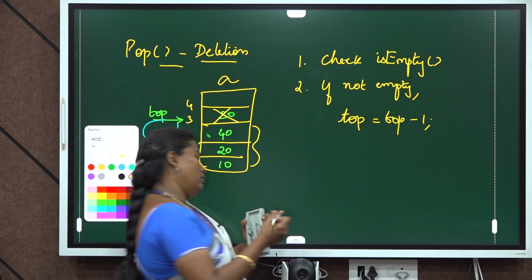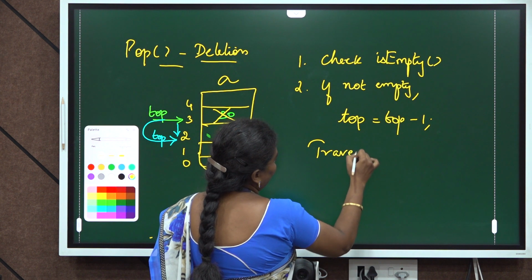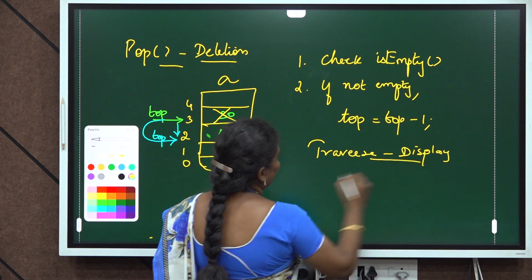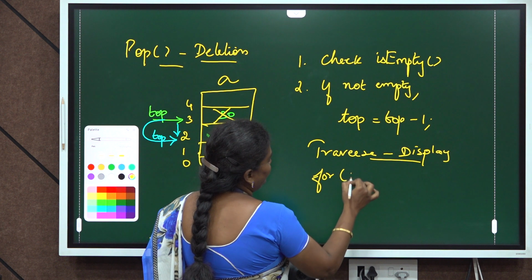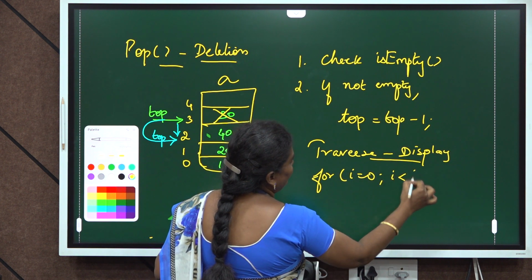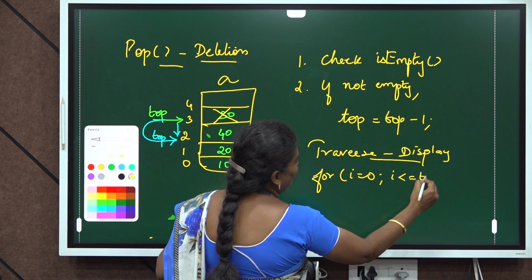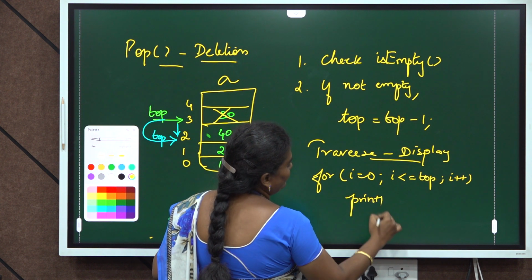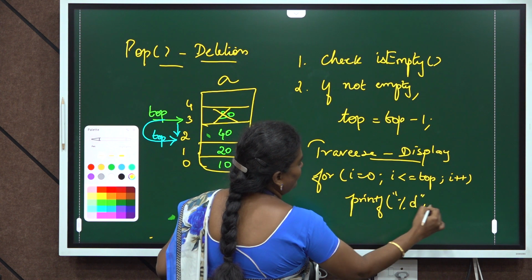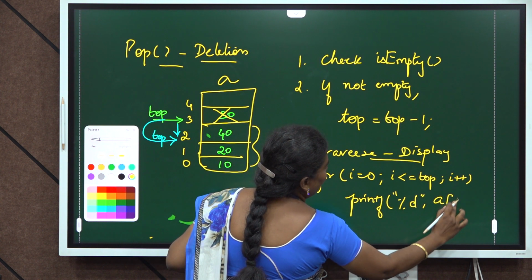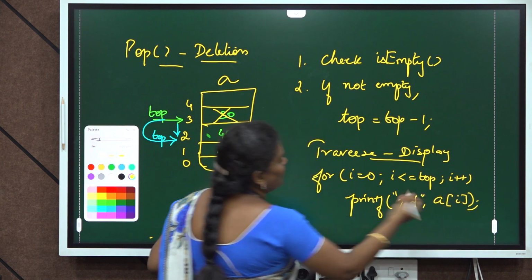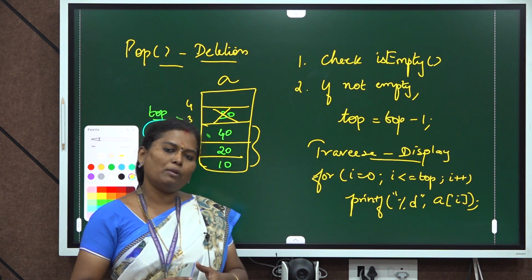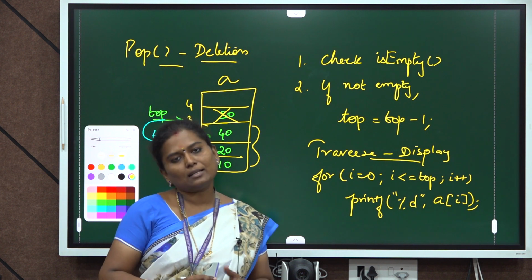And traversing is nothing but, when we go for traversing or displaying the stack values, we are going to have just a for loop from i equal to 0, i less than or equal to top, i plus plus, and just a print statement of A of i. So this will display the element. So that's the stack implementation using an array. In the next video, we'll be discussing the stack with linked list implementation. Thank you.